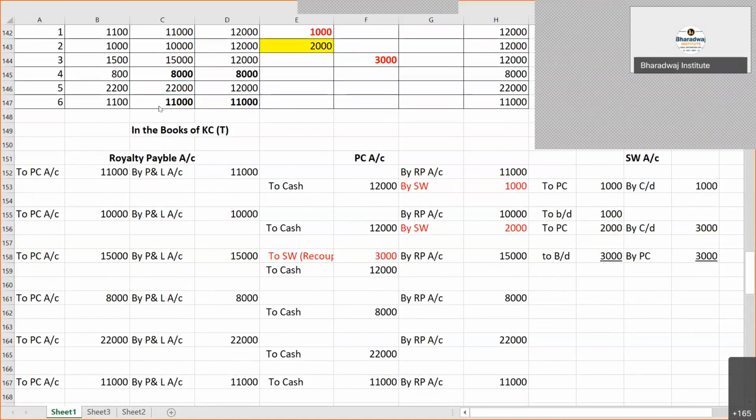Last year, there's no short workings. 11,000 is the amount paid. Nothing is transferred to P&L account in this problem because there is no lapse. Only when there is a lapse, you will transfer to P&L account.